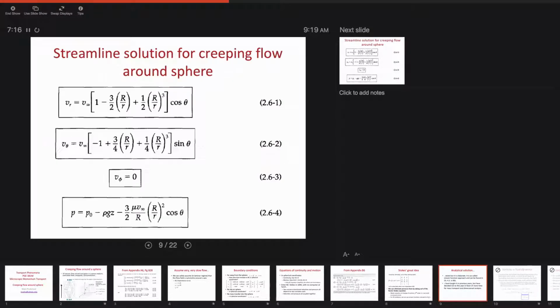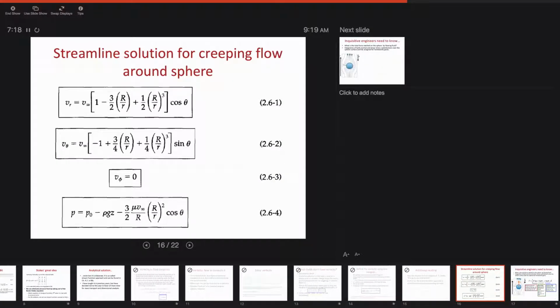Anyway, once you go through that procedure, which again would take us a week and a half or so, you actually arrive at a solution that looks like this. This is my vr, and that depends on r and theta. We have the radius of the sphere, capital R, in there. We have that v infinity, that's the velocity of the fluid away from the sphere. And I have theta in this equation. And I have v theta that is in a similar form.